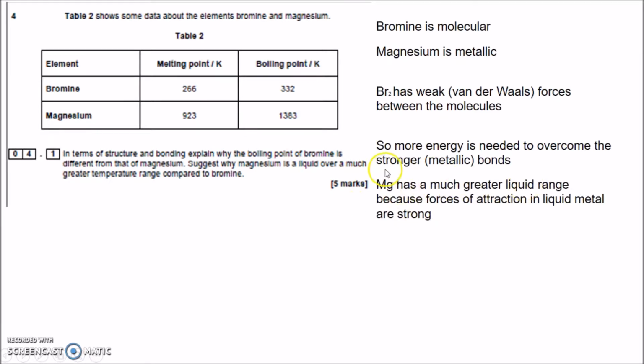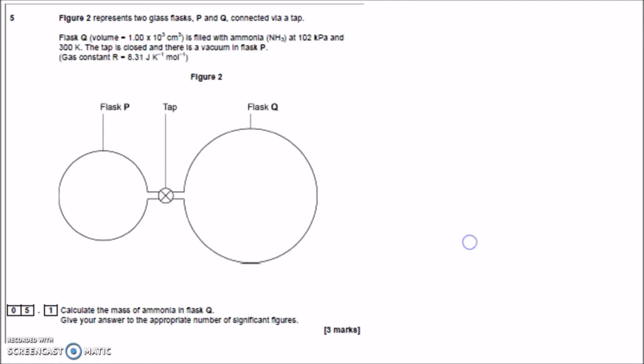So magnesium has a greater range. It's a liquid for a longer temperature range. It's a liquid when it melts and then starts to boil. That's a large temperature range. It's a liquid for a long time over a large range of temperatures, and that's because in the liquid metal the forces of attraction in the metallic bonds are still strong. They're strong in a liquid metal.